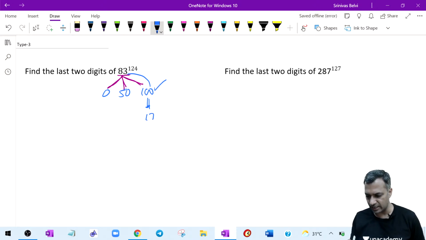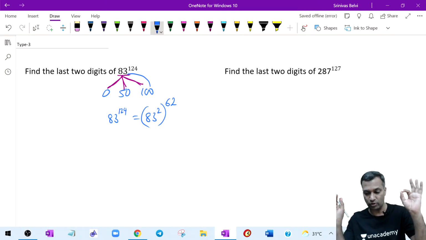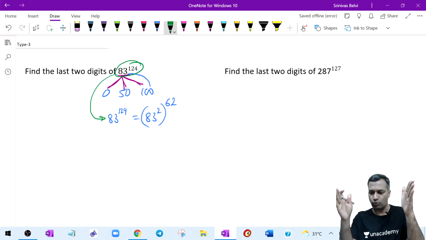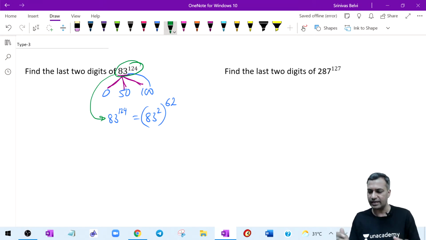In the sense, you are trying to find the last two digits of 83 raised to power 124. First step: you write this as 83 whole square raised to power 62. Don't make a mistake here. First, make it a perfect square. 83 raised to power 124 can also be written as (83 square) whole thing raised to the power 62. Now I am saying the last two digits of 83 square matter.